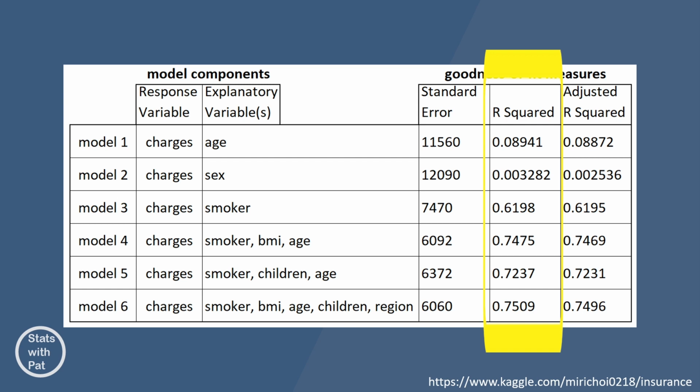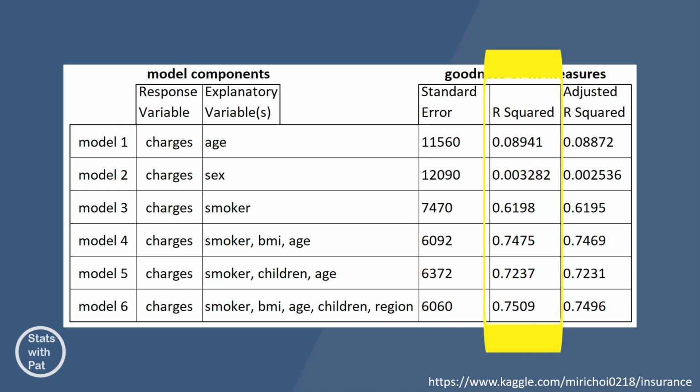R squared is different than the standard error because it can be used in isolation. But you have to be aware that it can really only be used to compare models that have the same number of explanatory variables. Because regardless of how good a certain explanatory variable is, it could be the worst explanatory, just garbage, if you added it, it will increase the R squared statistic. The closer R squared is to 1, the better fit the model is.